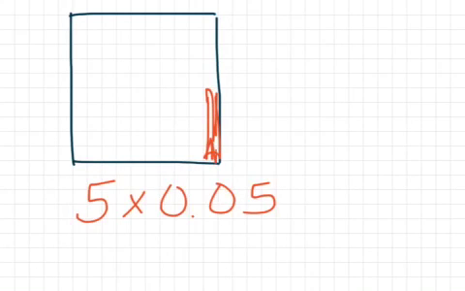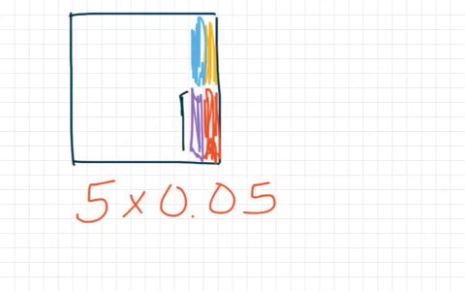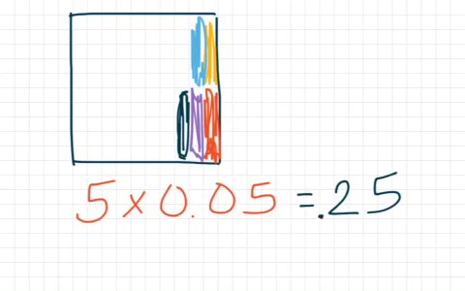There's 1, and we're going to color in a second set because we need to do 5 of these. There's 2, there's a third, here's a fourth, and a fifth, excuse me. So we can see that 5 times 0.05 equals 5, 10, 15, 20, 25 squares that we've colored in. So it's actually 0.25 as I like to write it.